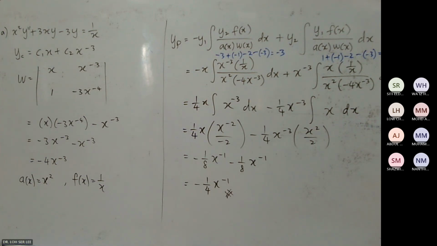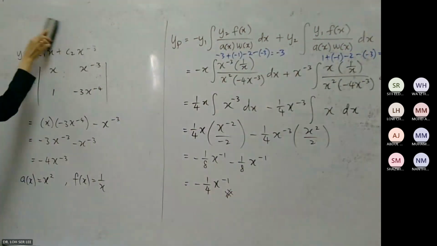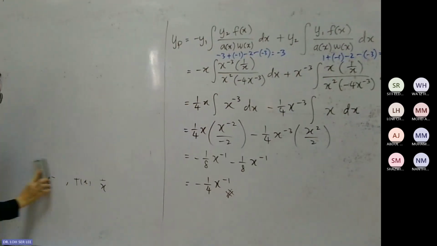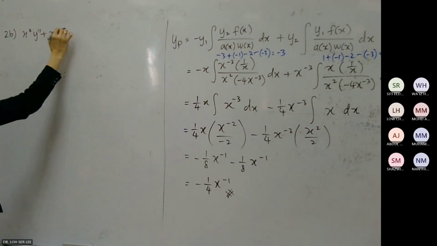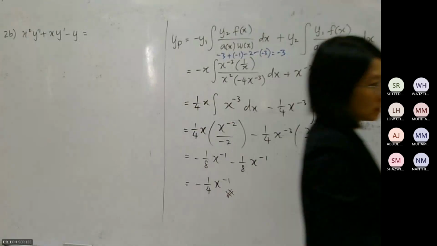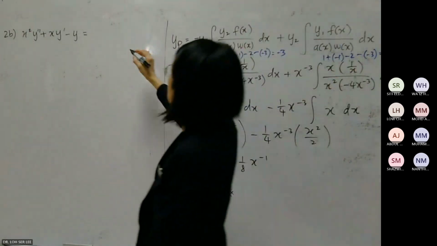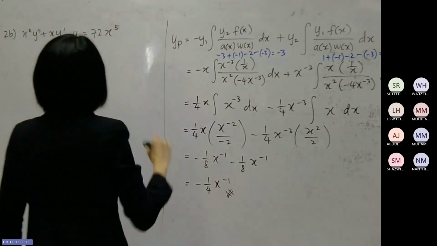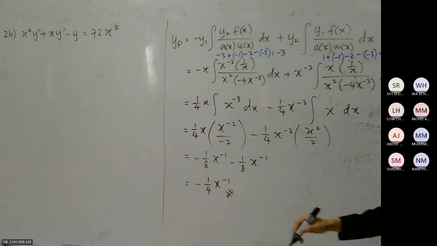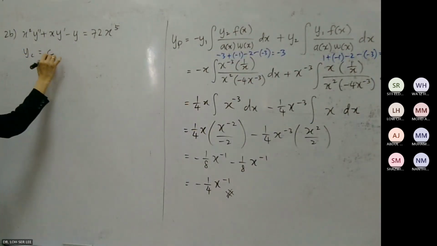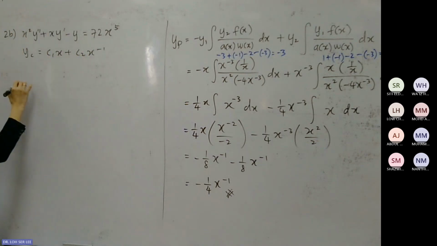Now we look at QB. Find the Wronskian function.